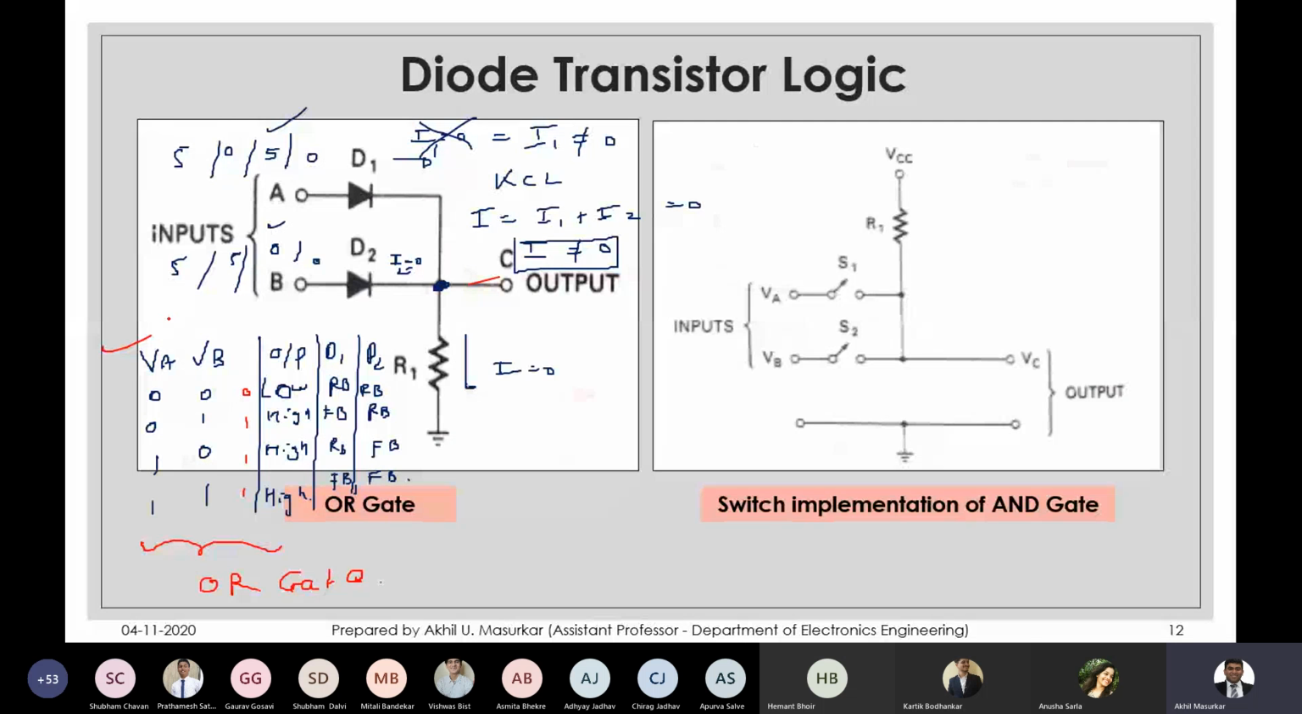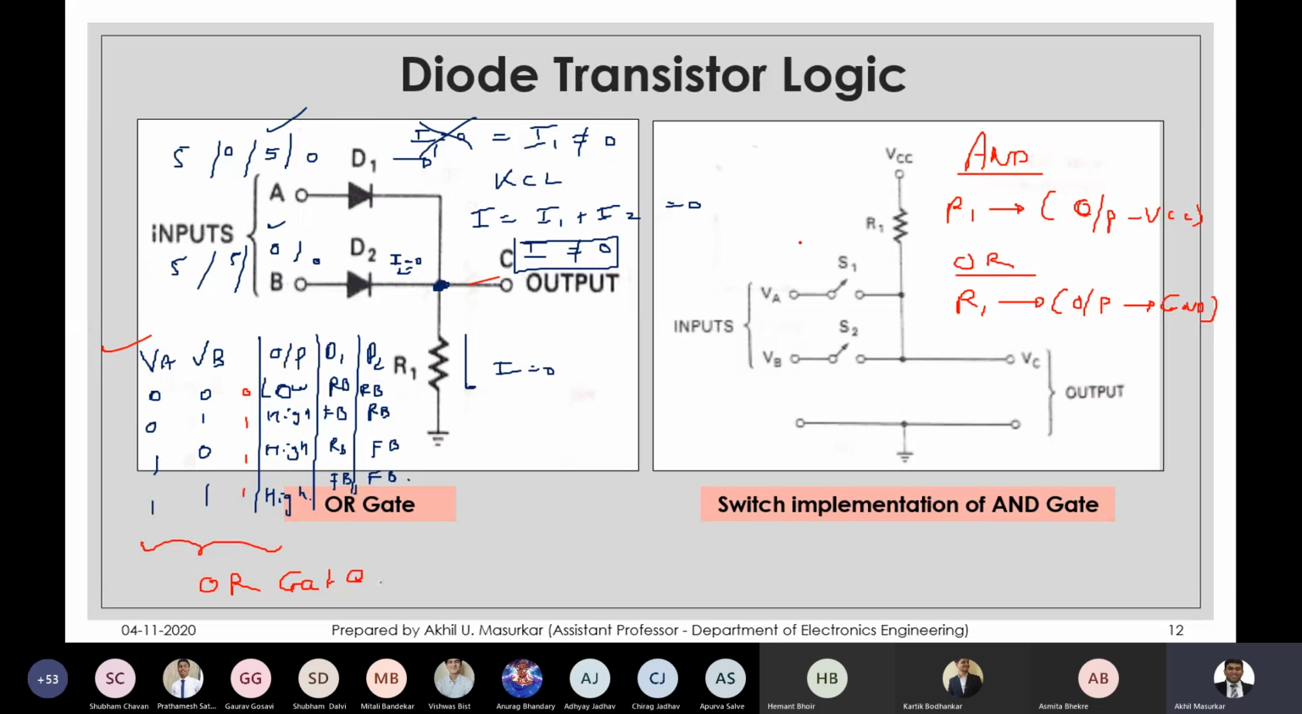I have just drawn the AND gate here for your reference, because you can see that this resistance R1 is connected between output and VCC, and for an OR gate, R1 is connected between output and ground. So connection wise only that is the difference. So please note this.